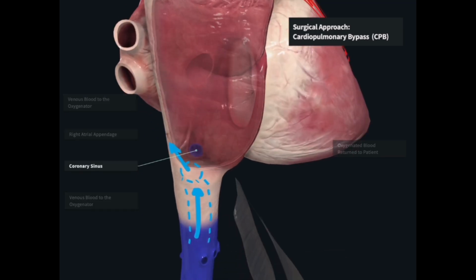The surgeon may also place a cannula through the wall of the right atrium into the coronary sinus before the onset of cardiopulmonary bypass. This cannula will be used for the delivery of retrograde cardioplegia during CPB. Specific cannulation configurations will depend on the surgery to be performed.